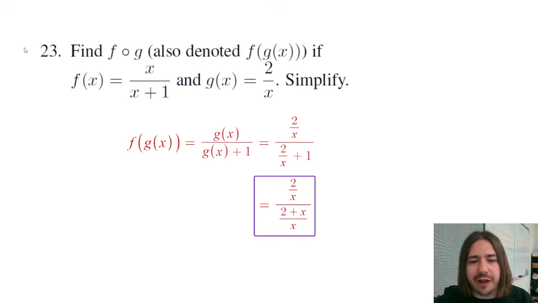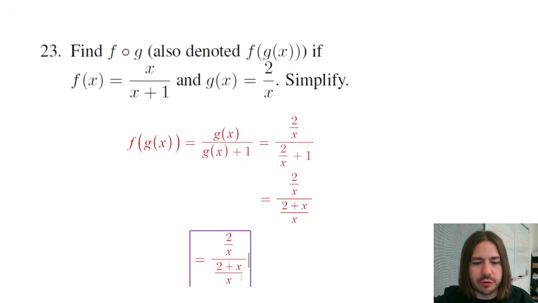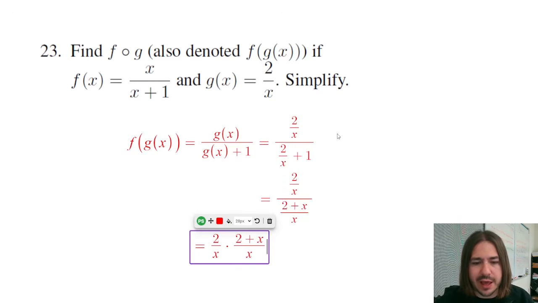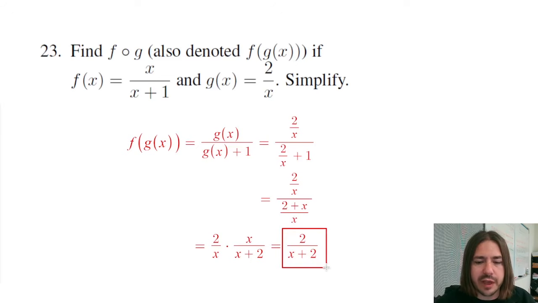Now when you're dividing fractions, that's really the same thing as multiplying by the reciprocal. So I'm going to rewrite this as 2 over x times x over x plus 2. Now notice here how we have a factor of x in both the numerator and the denominator, so those will reduce to 1. And so that leaves us with 2 over 2x plus 2, and that is going to be our final answer. This is going to be f composed with g, or in other words, f of g of x.